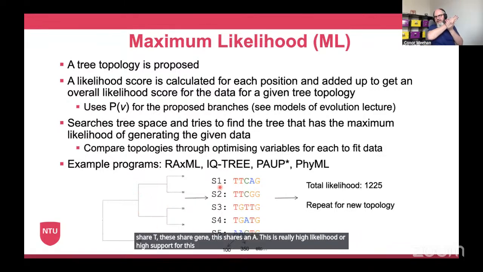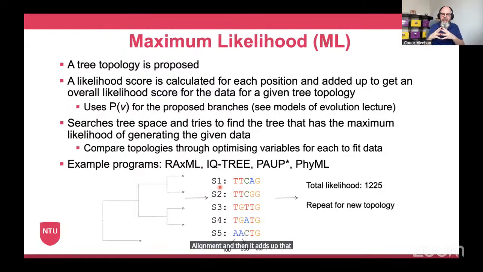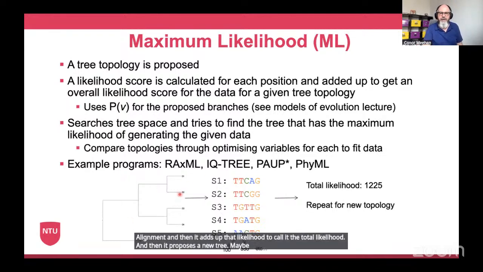It does that across the entire length of the alignment, and then it adds up that likelihood to call it the total likelihood. And then it proposes a new tree. Maybe it moves sequence 5 up to being beside sequence 2 and redoes that. And it says, is this likelihood more than the likelihood I got from the last tree? If it is, then this becomes my new maximum likelihood tree. And it continues to search through what's called tree space until it comes up with the tree that has the maximum likelihood related to the alignment that it's given.